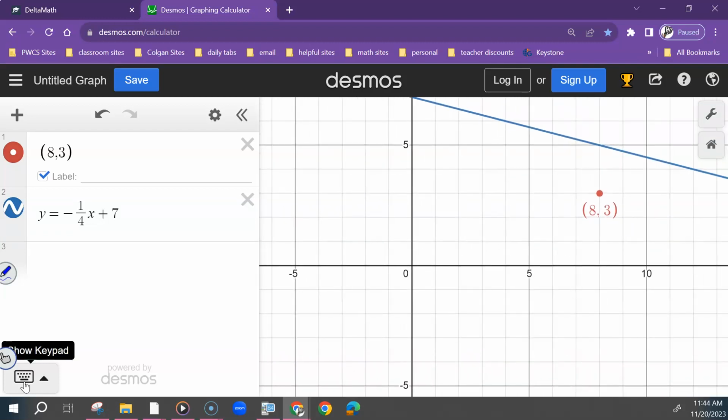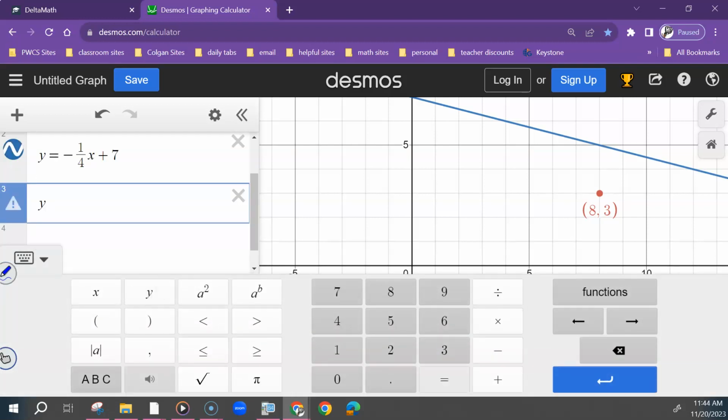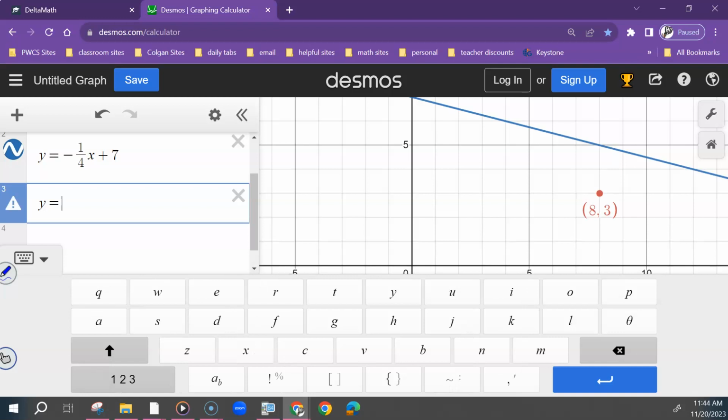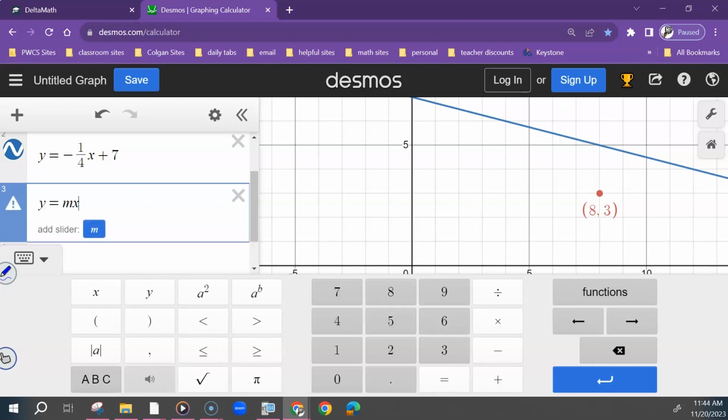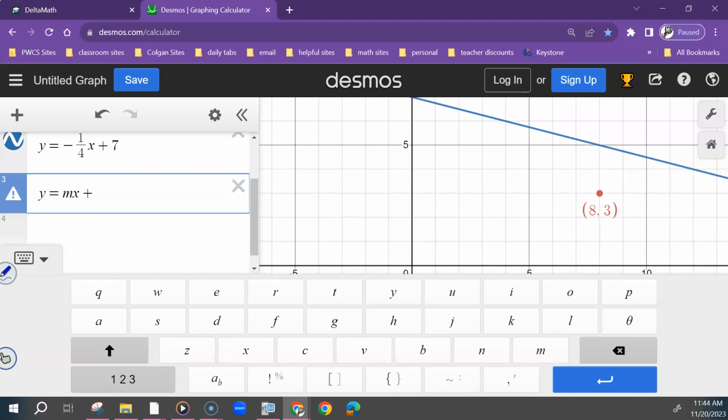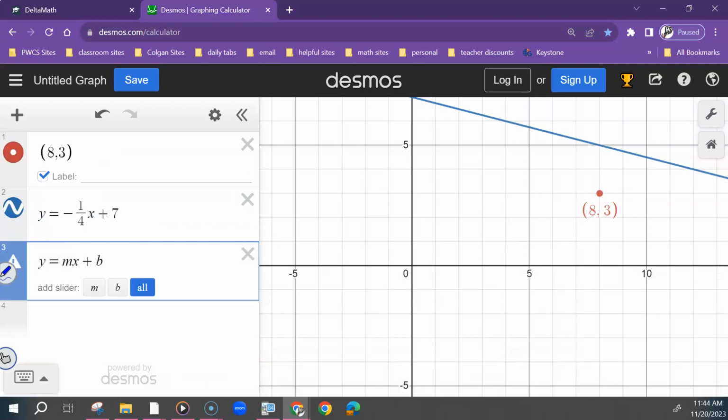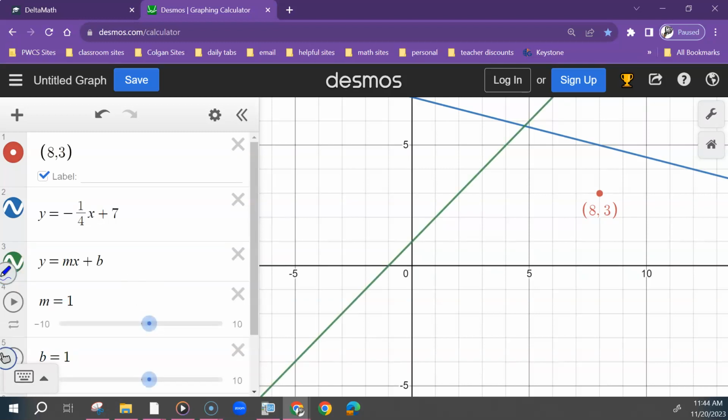Then in the next line, you're going to type in y equals mx plus b. It's very much like what we did before with the sliders. Add the sliders. Wait, I don't know how to do that. So it should pop up. Oh, I see.